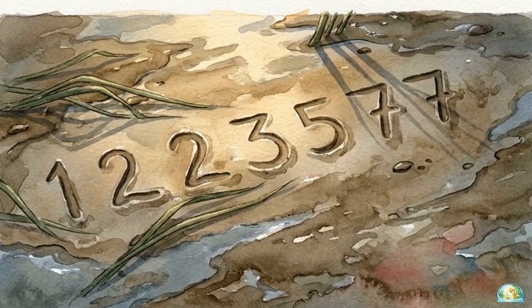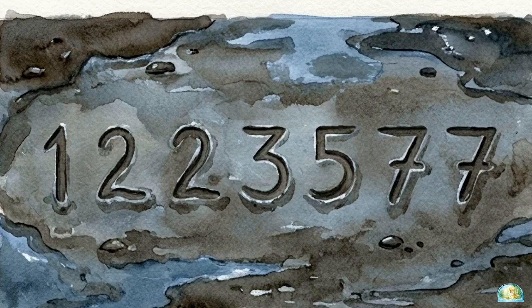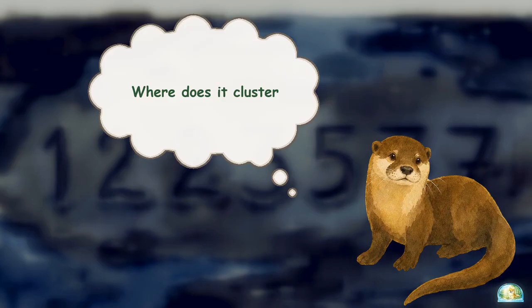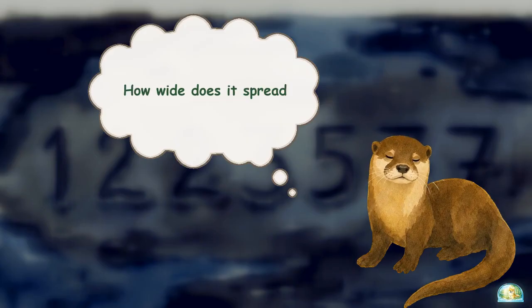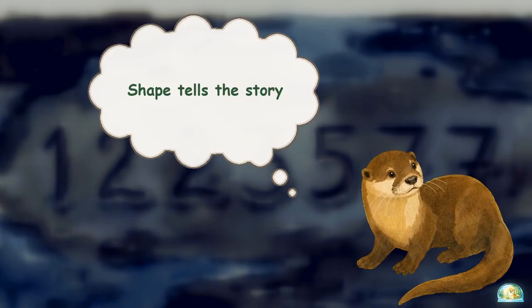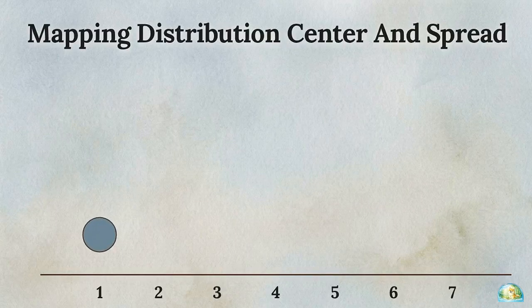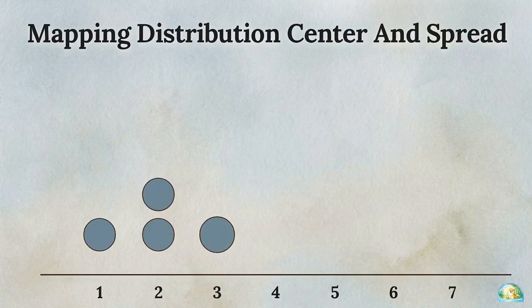This numerical list shows the number of books read by students: 1, 2, 2, 3, 5, 7, and 7. Describing the center and shape of a list is difficult because the data lacks an immediate visual structure. Where does it cluster? How wide does it spread? Shape tells the story. This dot plot reveals the underlying shape as the pebbles roll into their proper columns.